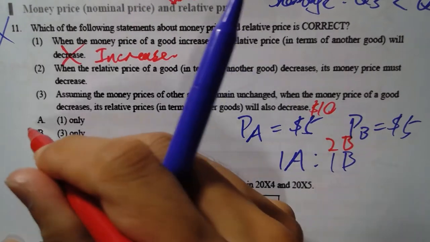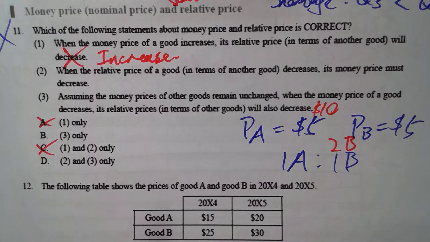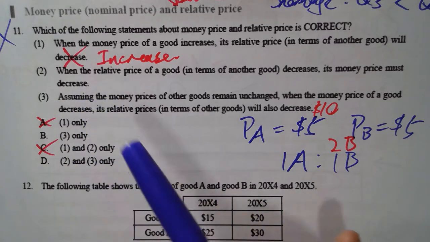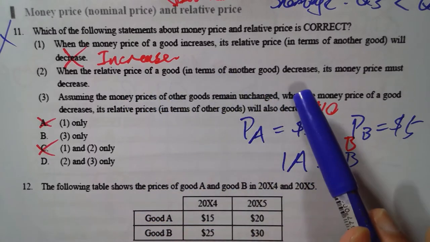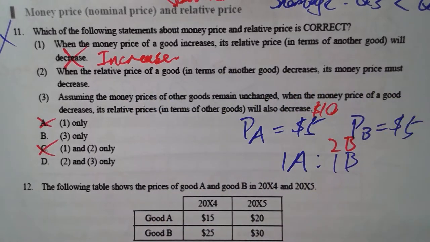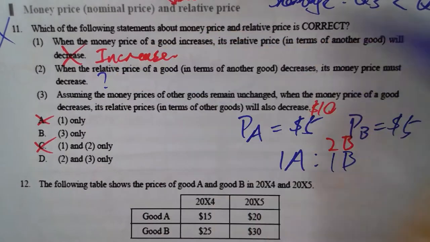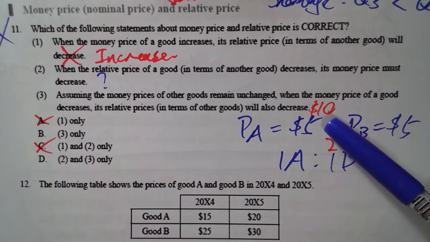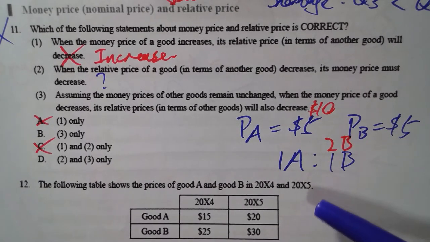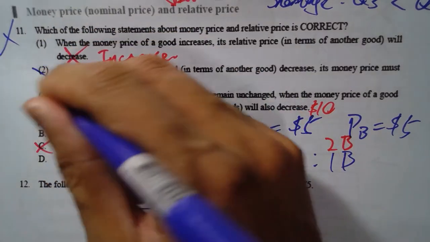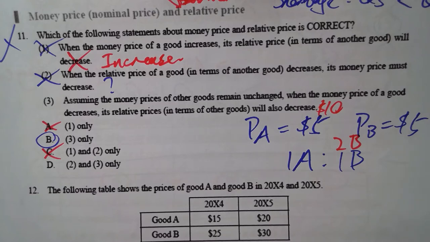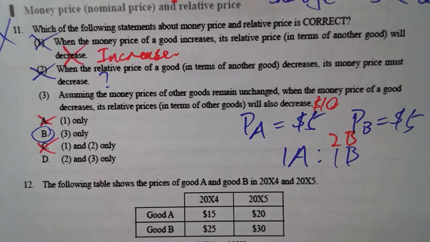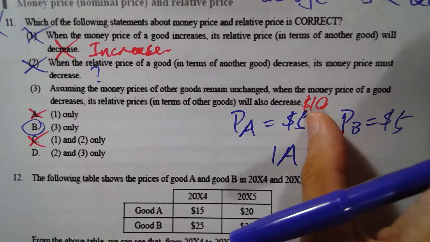Okay? So, these two are not correct. Now, option two. When the relative price of a good decreases, its money price must decrease. Well, actually, this one, we don't know. Now, let's do it, okay? Actually, you just have to invert it. You use this reciprocal relationship, then you know. So, 2 is also not correct. The answer will only be B, number 3. Okay? Number 3.